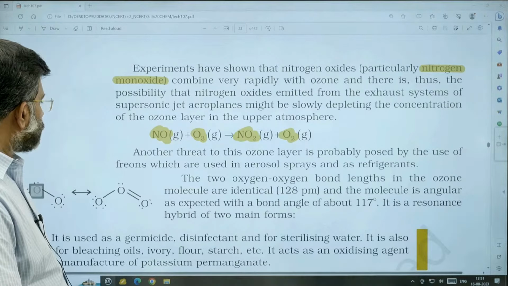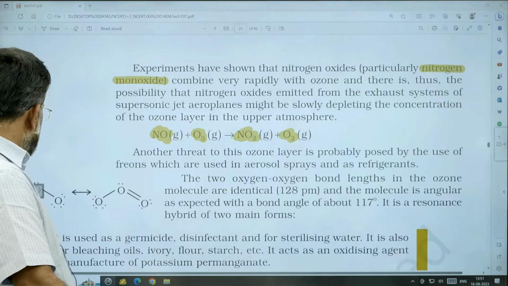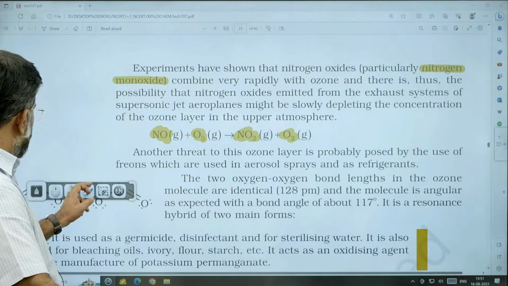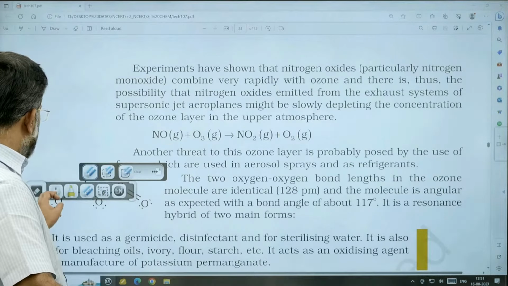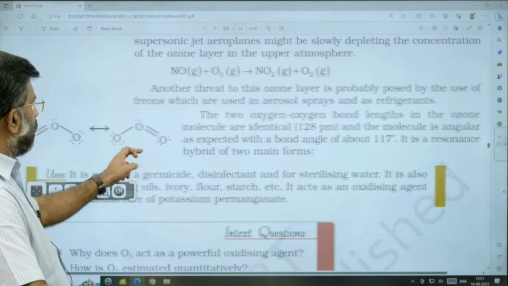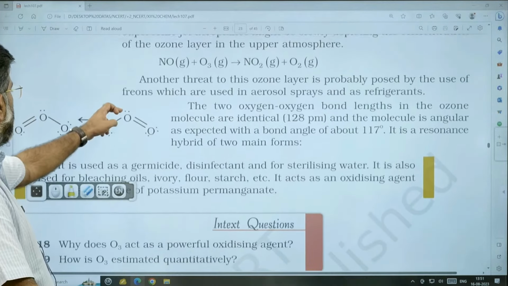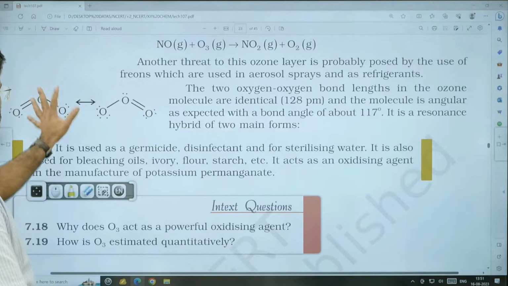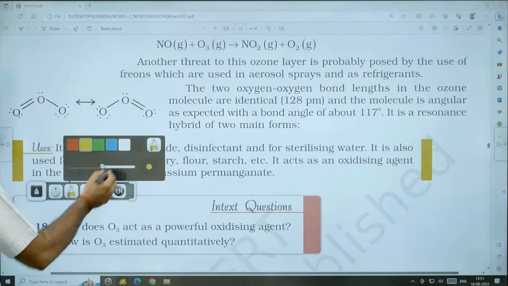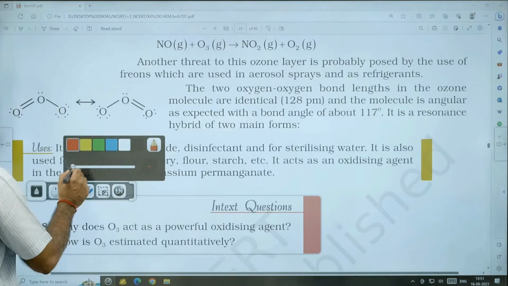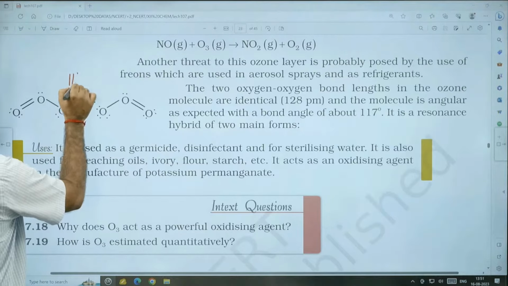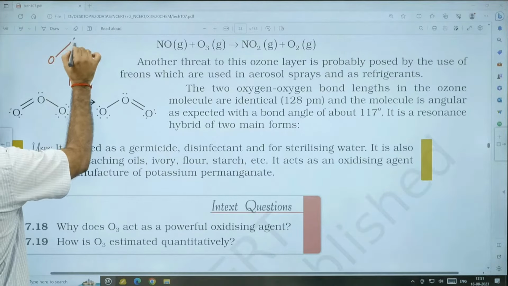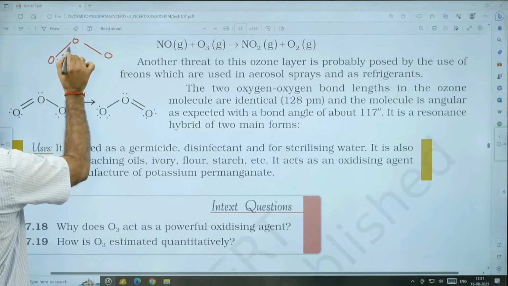Yes. Now coming to the structural details of ozone. Ozone is a bent molecule having two resonating structures. These are the two resonating structures, and this is the hybrid form of ozone, which almost all of you might have seen.